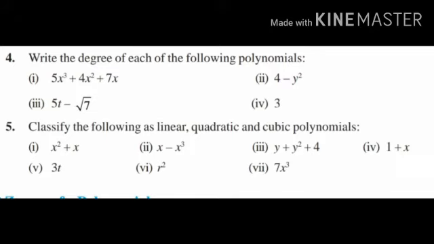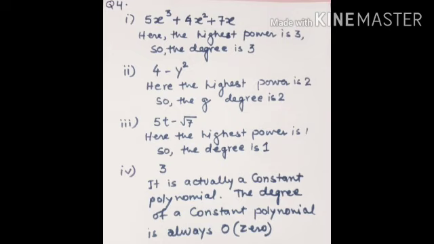In question number 4 of this exercise, we have to write the degree of each of the following polynomials. So we know the meaning of degree and how we can find it. Dear students, as we know, the highest power of the variable used in a polynomial is called its degree. You can see on the screen the first polynomial is 5x cube plus 4x square plus 7x. Here you can see that the highest power is 3. So the degree of this polynomial will be 3.